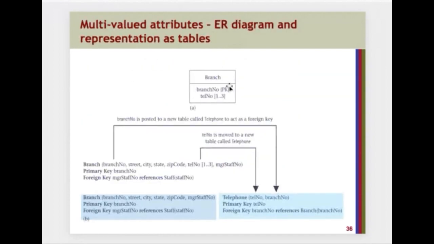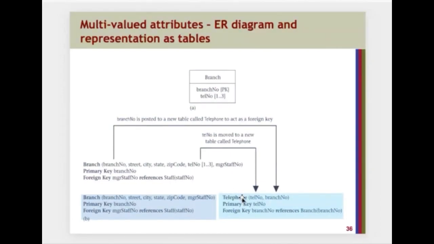For example, look at this entity, branch. It has attributes branch number and telephone, and there is a possibility of having one telephone number, or two, or three. Starting from one, minimum one telephone number, maximum three telephone numbers. It means this is a multi-valued attribute. For all multi-valued attributes, for each of them, we will create one table. Here we have one multi-valued attribute, telephone number, so we will create a separate table for it. Of course, branch will be converted to one table, and this multi-valued attribute will be converted to one table.